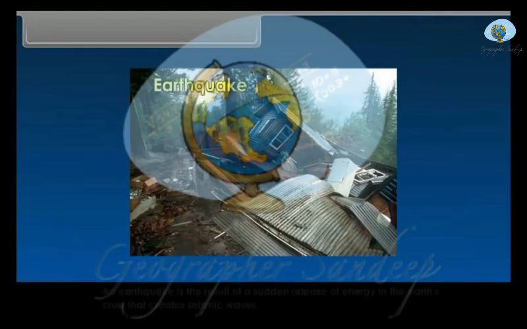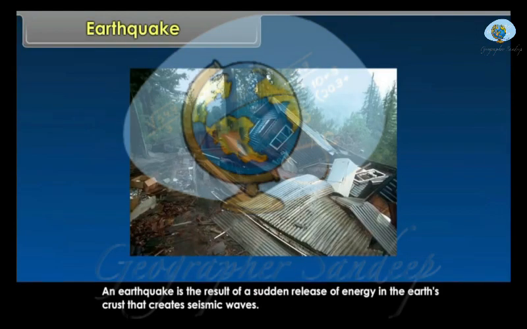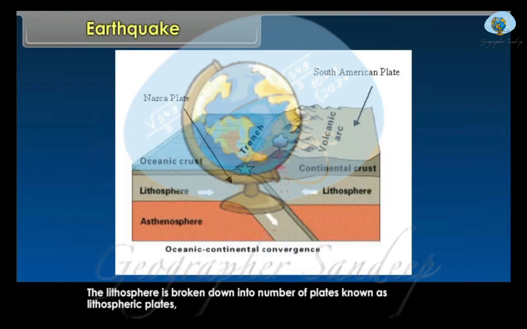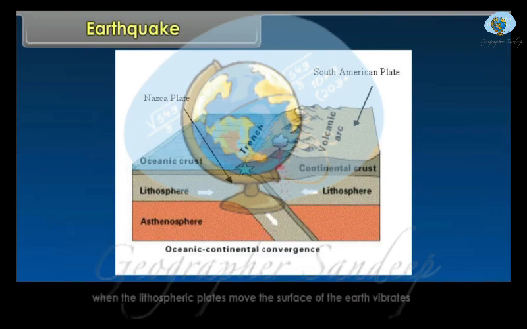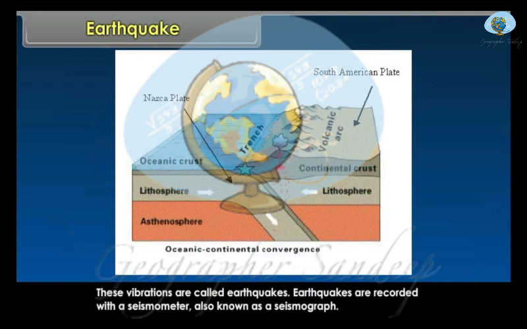Earthquake. An earthquake is the result of a sudden release of energy in the Earth's crust that creates seismic waves. The lithosphere is broken down into a number of plates known as lithospheric plates. When the lithospheric plates move, the surface of the Earth vibrates, and these vibrations can travel all around the Earth. These vibrations are called earthquakes.